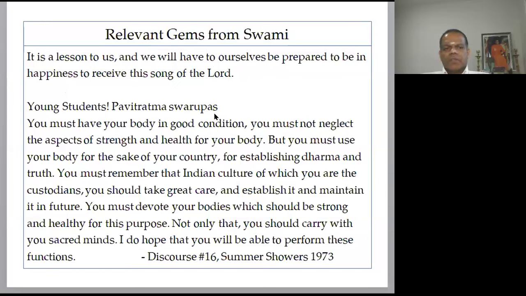Young students, Pavitratma Swarupas, you must have your body in good condition. You must not neglect the aspects of strength and health for your body, but you must use your body for the sake of your country, for establishing dharma and truth. You must remember that Indian culture, of which you are the custodians, you should take great care and establish it and maintain it in future. You must devote your bodies, which should be strong and healthy, for this purpose. Not only that, you should carry with you sacred minds. I do hope that you'll be able to perform these functions.